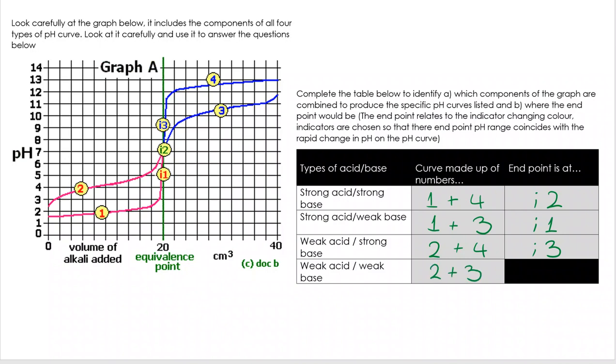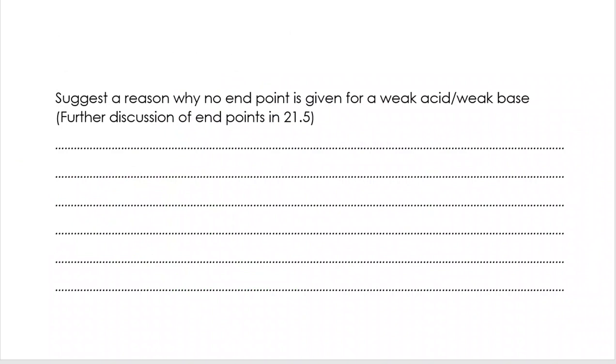The weak acid and the weak base is going to be 2 and 3, and there isn't really a measurable endpoint here where a pH would rapidly change in colour, and that's why that box is blacked out. So there's a question here that I've already spoken about, but you can think about how you might word it, how you might explain it.